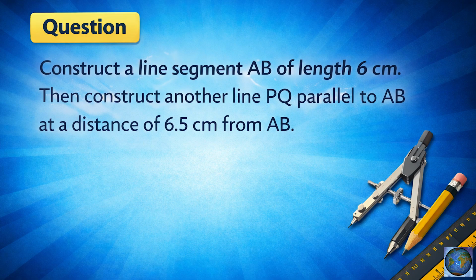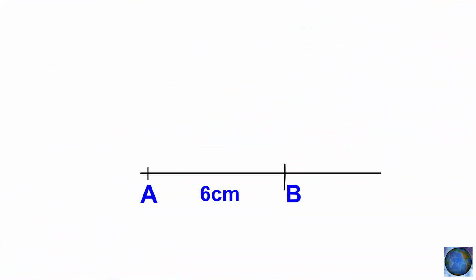Let us look at the question that will guide us through the construction process. Question: construct a line segment AB of length 6 cm. Then construct another line PQ parallel to AB at a distance of 6.5 cm from AB. First, draw the line segment AB measuring 6 cm. Note, the construction of a line segment was covered in the previous video.